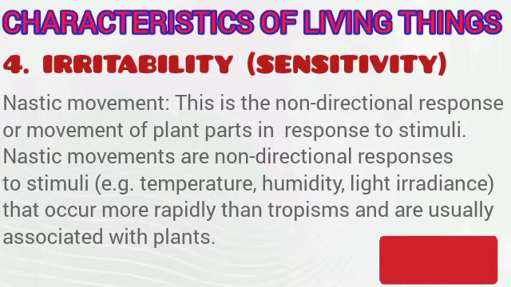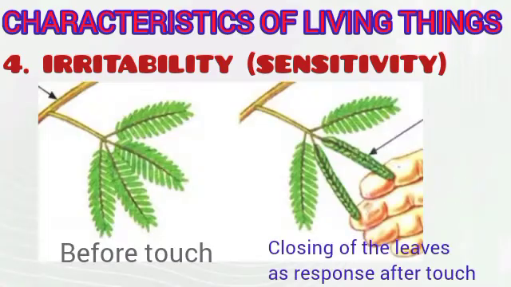The last kind of response in living organisms is the nastic movement, which is the non-directional response or movement of a plant part in response to a stimulus. Take note that the response is non-directional. As you can see from the diagram, the leaves of the plant before being touched were open, and in response to the touch, there is a non-directional closure of the leaf of the plant.